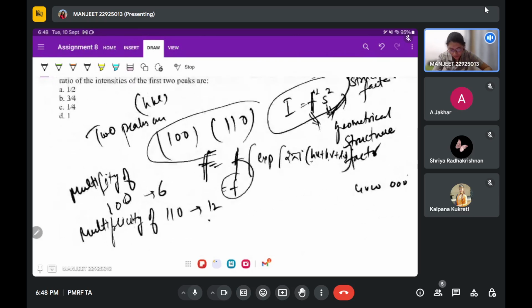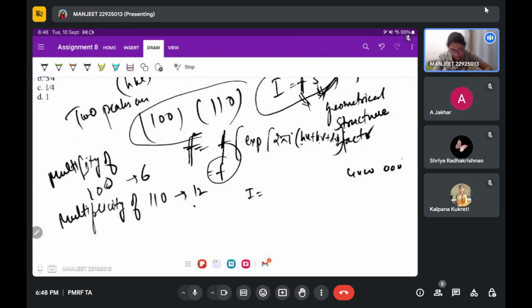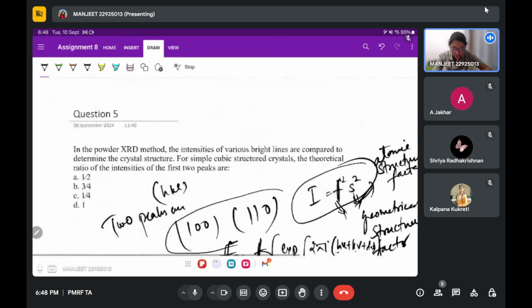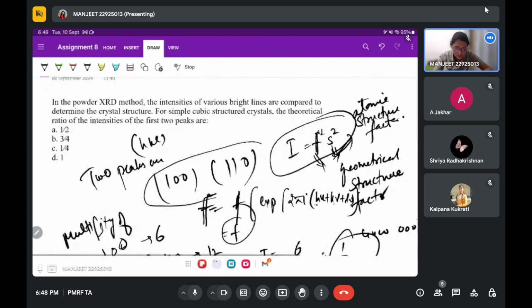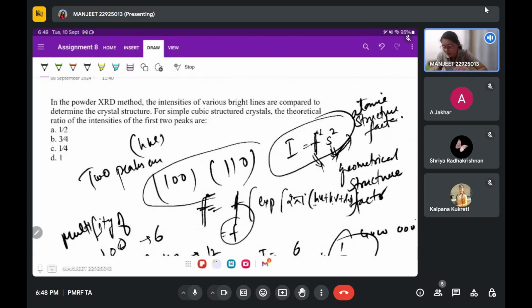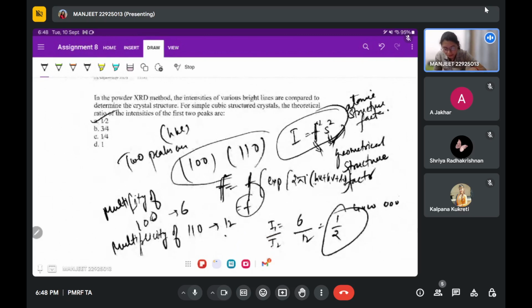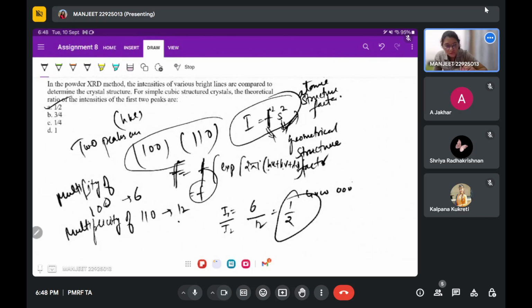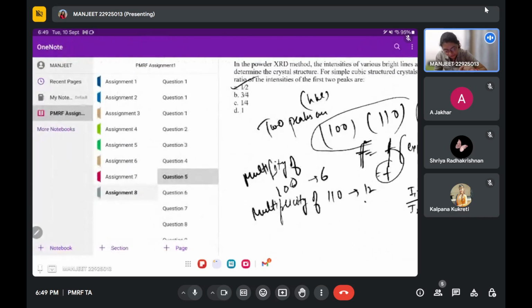So the ratio of the first two peaks: intensity is directly proportional to multiplicity, so 6 divided by 12, which is 1 by 2. So the theoretical ratio of the intensity of the first two peaks will be 1 by 2. Okay, this is about the theoretical ratio of the intensity of the first two peaks. Let's move to the next question.